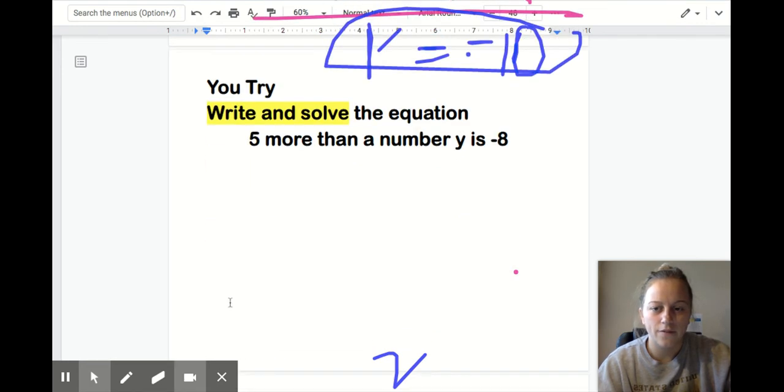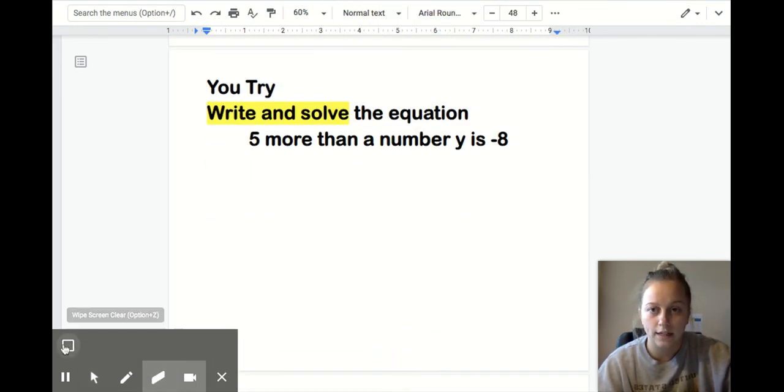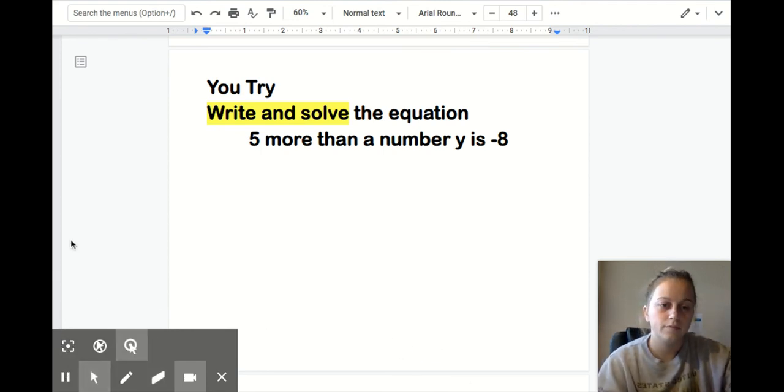Go ahead and try this one. First, you need to write the equation. Then you need to solve it.